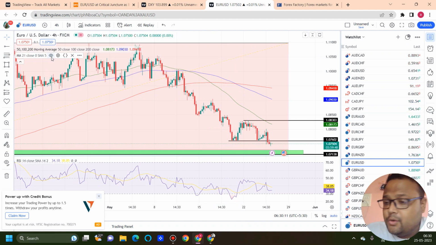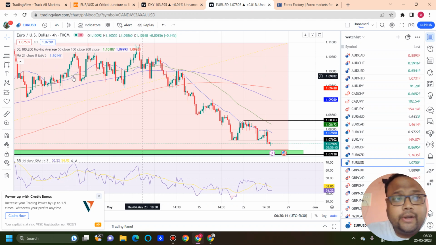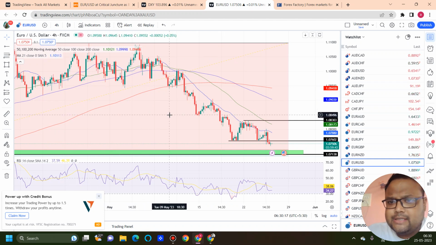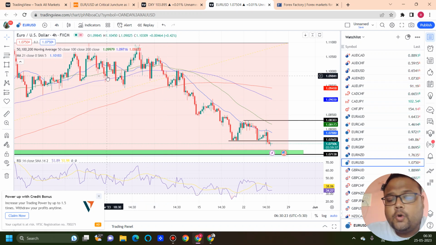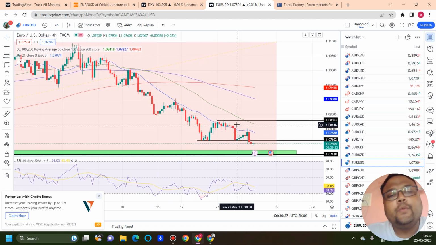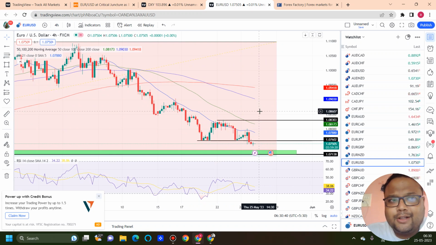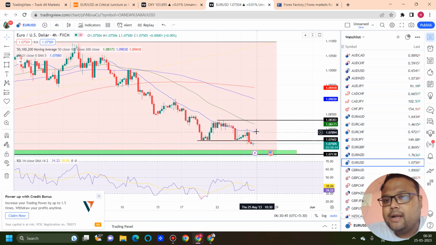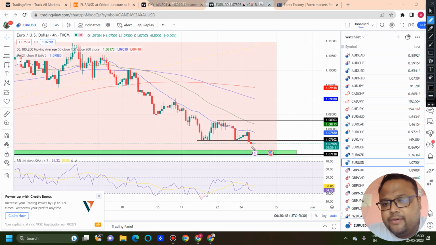But here we can also use the 21 moving average. To be honest, I'm not a big fan of the 21 moving average, but when we get a market condition like this, when the major moving averages are far away from the market, in that case we can use it. And as you can see here, the 21 moving average is in the way right now. So you can add the 21 moving average, and during the day, if the market tries to recover, observe the market around the 21 MA. If the market reverses, you can easily go for a sell position.